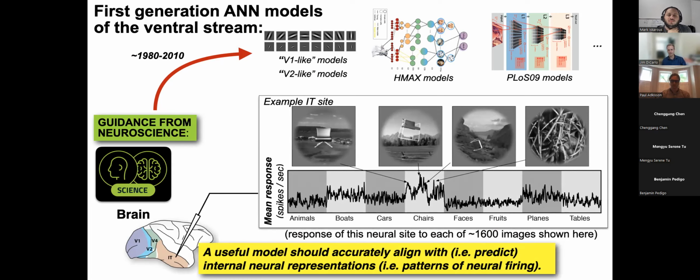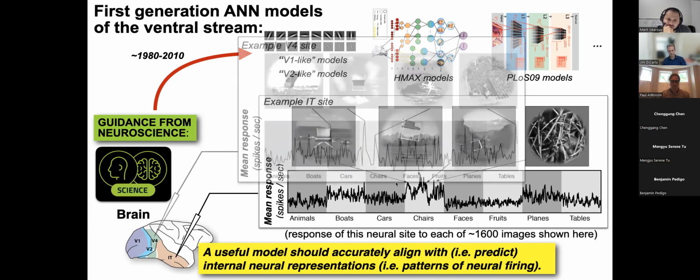Notice that there's this complicated pattern of responses. I grouped them by category in case you think these are category neurons. I hope you look at this and say, well, squint at it, it might be category-like, but it's not. It's clearly not exactly category-like. It's a complex pattern of response.